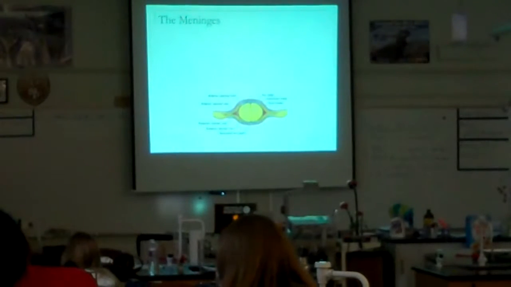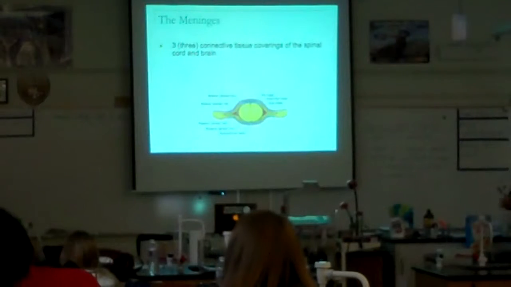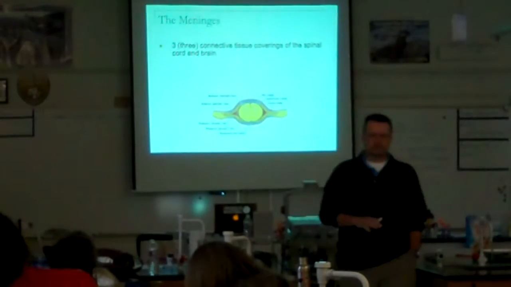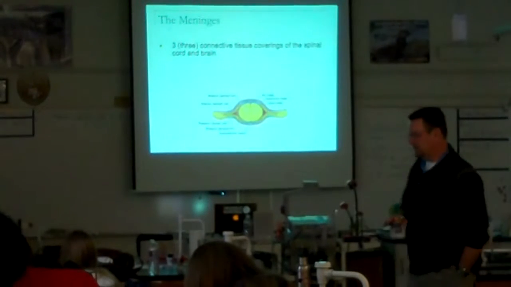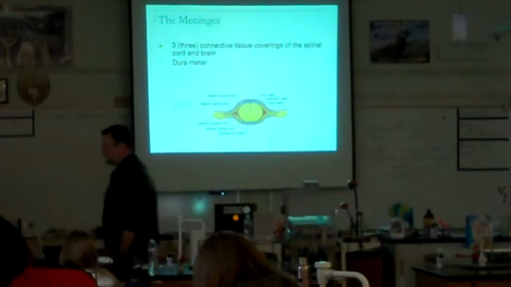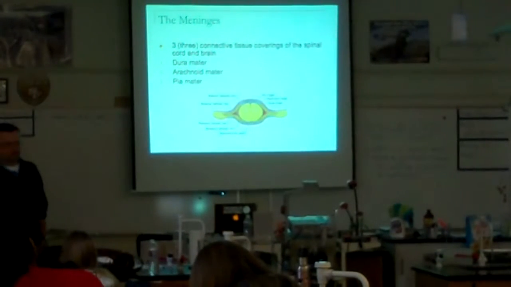Okay, the meninges. Meninges are groups of tissue that protect the spinal cord and nourish the spinal cord and have some influence on conduction. They're called the dura mater, the arachnoid mater, and the pia mater.